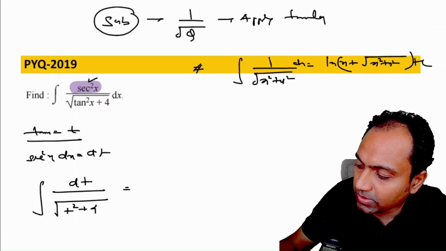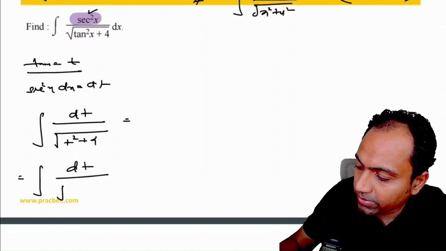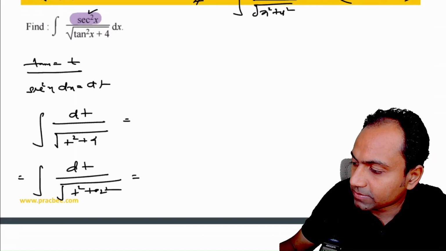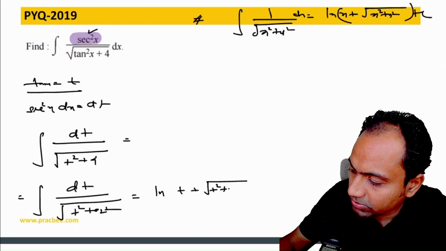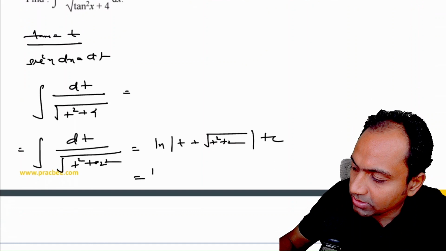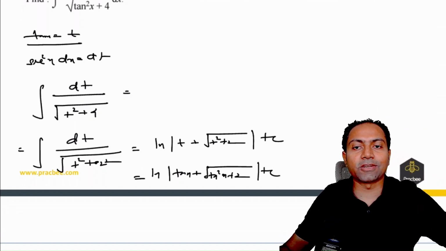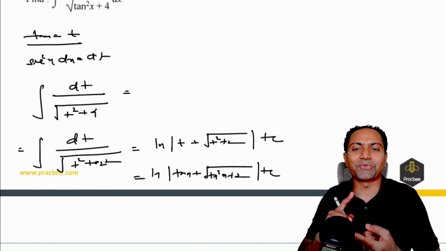So this becomes nothing but the integration of dt by root of t square plus 2 square, and we can write this as ln of mod of t plus root of t square plus 2 square, plus c. And now here t you can put as nothing but 10x. If I put 10x here, I get my final answer. You can see that now we have connected both the ideas that we learned earlier, the idea of basic substitution and then the idea of quadratic.